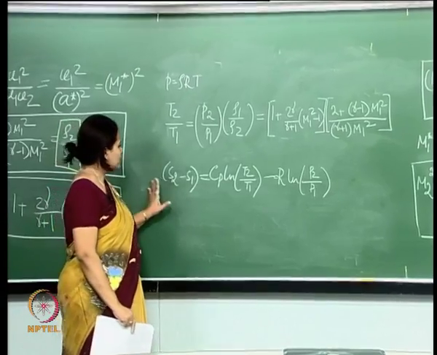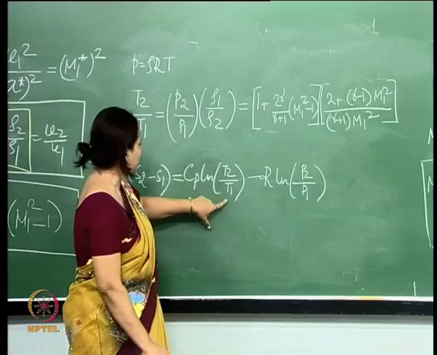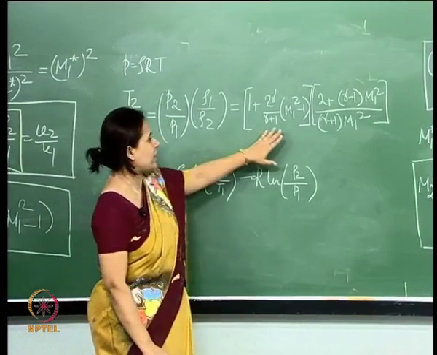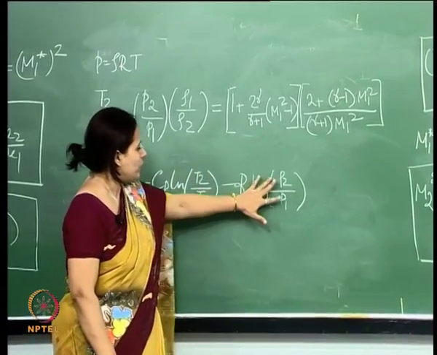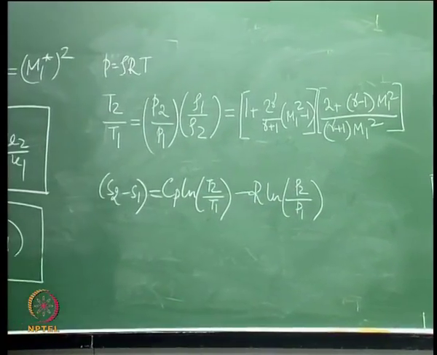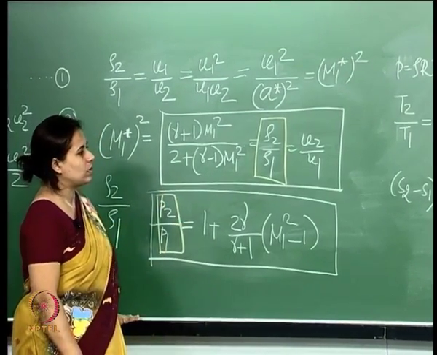Okay. Now, let us look at this. T2 by T1 is something we have calculated. We have the expression in terms of the incoming Mach number. We also have the relationship for P2 by P1 right here for the incoming Mach number.